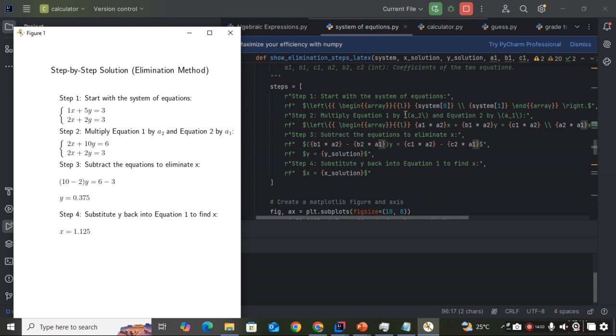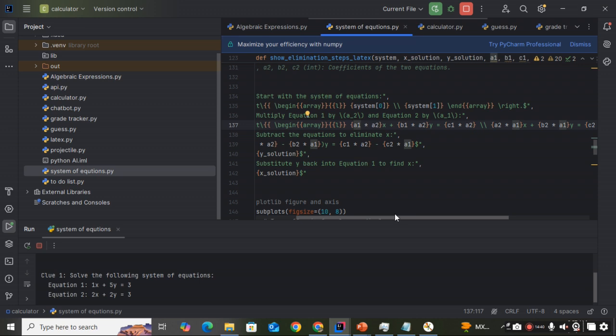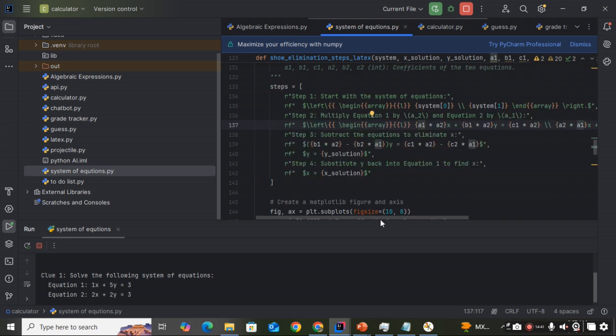So we have this, multiply 1 by a2. So a1 multiplied by a2, b1 multiplied by a2, c1 multiplied by a2. And the same thing goes to the other equation. All we need to do is multiply the second equation by a1. So we see a1's here. So we go on to the next step, which is subtract the equations to eliminate x.